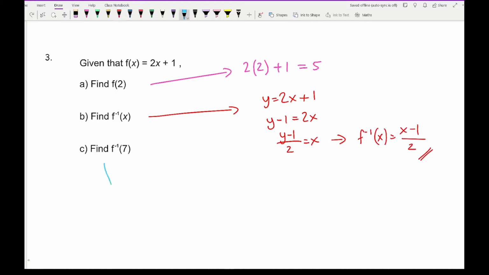And then for C, we're just substituting x equals 7 into our inverse function. So I've got 7 minus 1 over 2, which is 6 over 2, which is equal to 3.